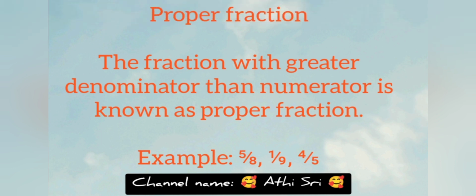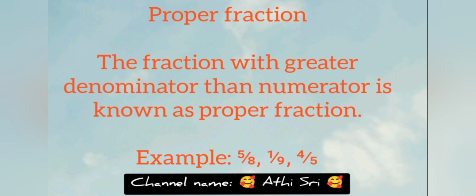Proper fraction. The fraction with greater denominator than the numerator is known as proper fraction. That means the numerator will be lesser than the denominator. The numerator will be the smaller number than the denominator. Example, 5 by 8, 1 by 9, 4 by 5. In this, 5 is smaller than 8 and 1 is smaller than 9. 4 is smaller than 5.